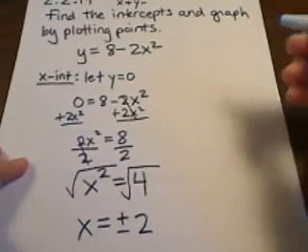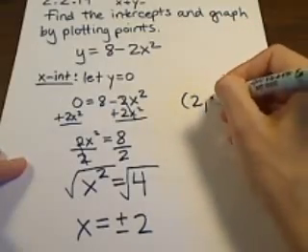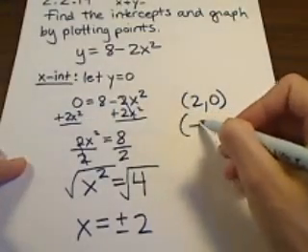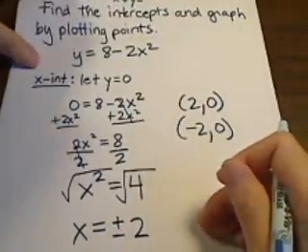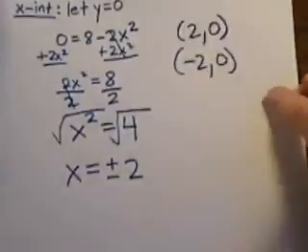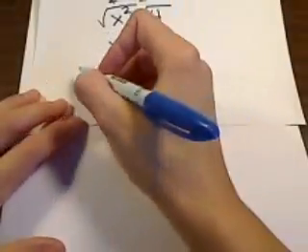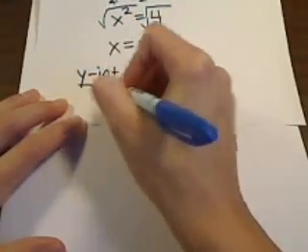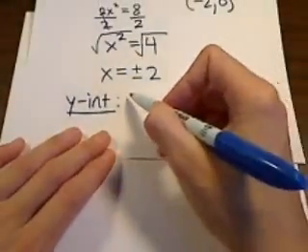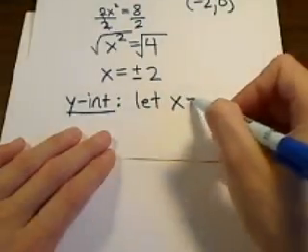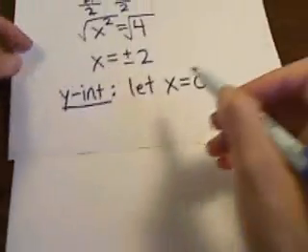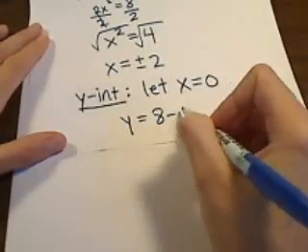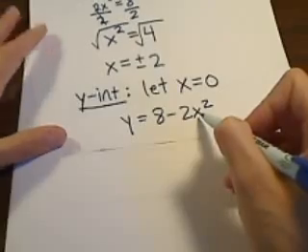Okay, so that means that my x-intercepts occur at the point 2, 0, that's one of them, and then negative 2, 0. Okay, to find the y-intercepts, you always let x equal 0. So for the y-intercepts, we're going to let x equal 0 in this equation up here. Let me write the equation again: y equals 8 minus 2x squared. So I'm essentially plugging 0 in right there.